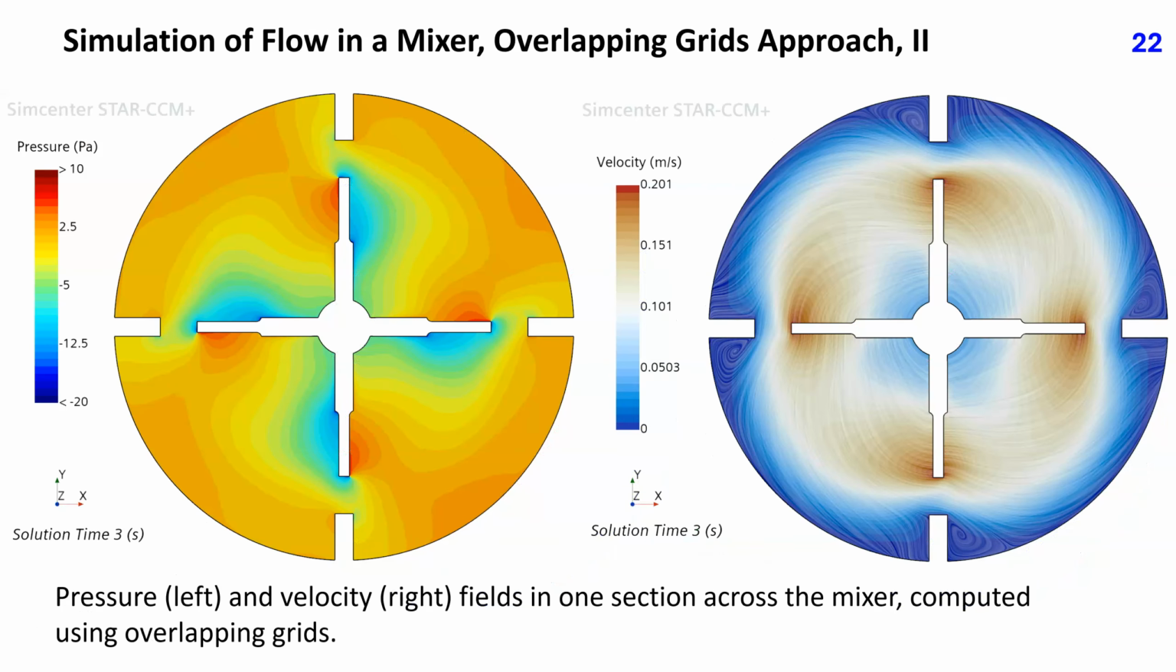This slide shows the pressure field on the left and flow pattern on the right in one horizontal section through the mixer. The impeller rotates counterclockwise, and we see high pressure ahead of blades and low pressure on the rear side, as expected. The flow pattern shown in this plot indicates recirculation behind baffles on the outer vessel wall.